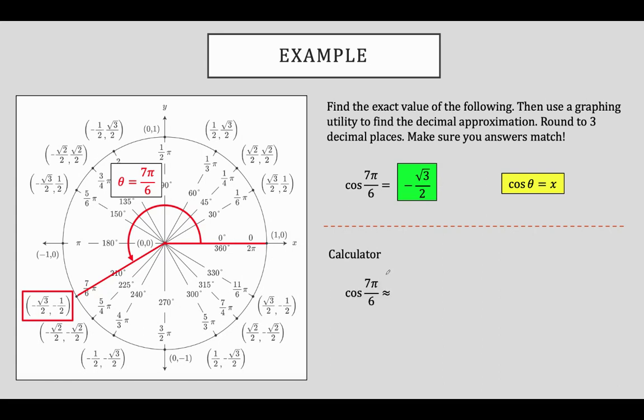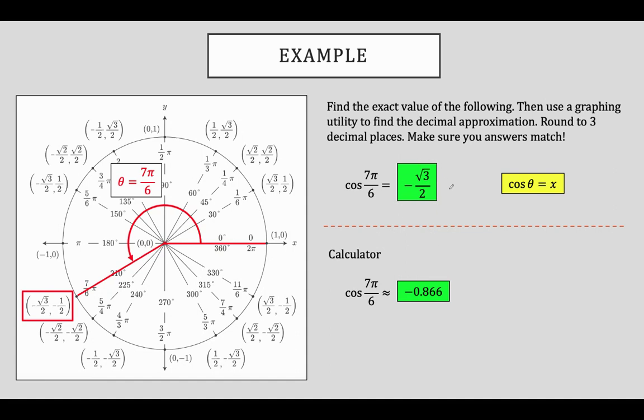Now, all we have to do is type in the cosine of 7 pi over 6, and your calculator should spit out approximately negative 0.866. And if you were to type this quantity, negative root 3 divided by 2, into your calculator, you should get the exact same decimal approximation out. All right, these two values are close to the same thing.